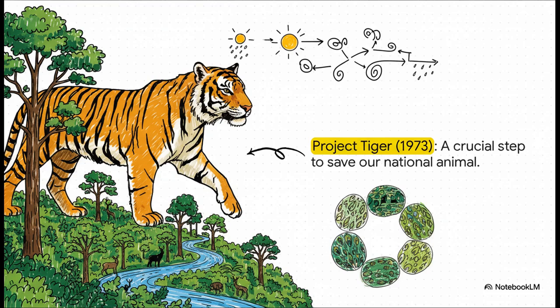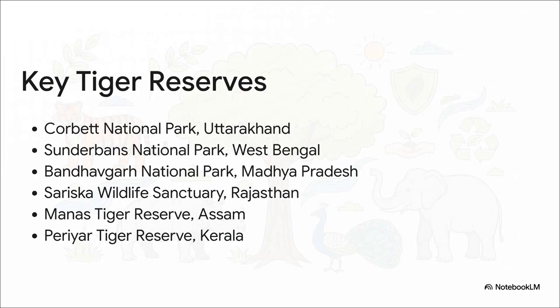Now, it's important to remember, this project wasn't just about saving the tiger. You see, the tiger is at the top of the food chain, so by saving the tiger, we were actually saving the entire forest ecosystem it lives in. And here are some of the important tiger reserves that were set up. For your exam, you don't need to remember all of them, but please try to remember at least 2 or 3 examples. It will make your answer much stronger.